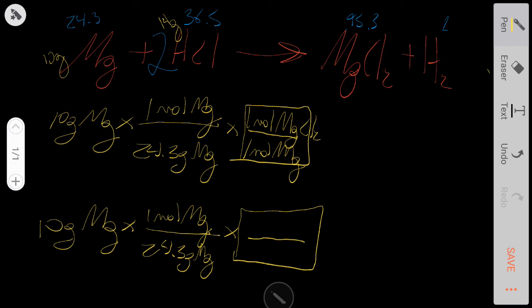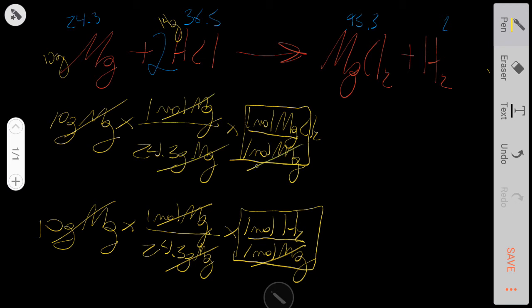On the bottom here, I'm solving for H2. And again, it looks like my coefficient's 1 to 1. So 1 mole H2 and 1 mole of magnesium. So here, so far, grams of magnesium can cancel with grams of magnesium. Moles of magnesium can cancel with moles of magnesium. And same thing up here. Grams magnesium cancels with grams. Moles cancels with moles.